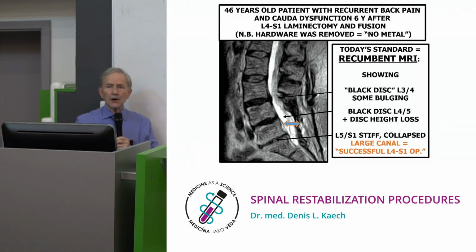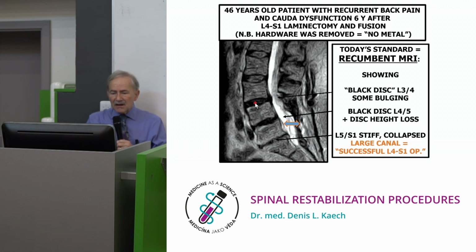Well, up to now, everything clear? We have here a case. This is an MRI of a patient who had undergone a laminectomy and fusion, L4 to S1. So L4 to S1 here was decompressed and fused. And because the patient had some back pain, oh, can you remove this implant? Okay, it was removed. And what happened then?